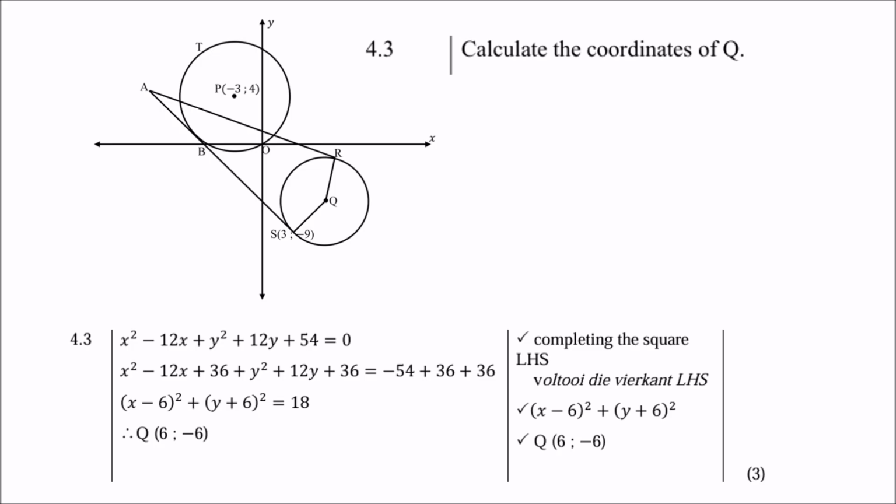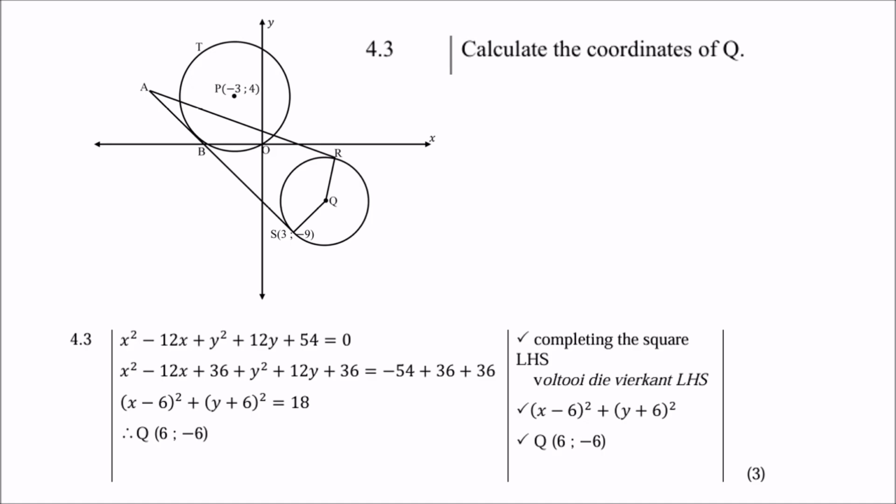Then if I take the first 3 terms, it is a perfect square, so it will be (x - 6) squared, plus, if I take the y's, it also gives me a perfect square, (y + 6) all squared. And of course, on my right-hand side, if I add those three terms, I'll get 18. So therefore, the x value of Q will be 6, coming from x minus 6, and the y value is negative 6, coming from y plus 6.